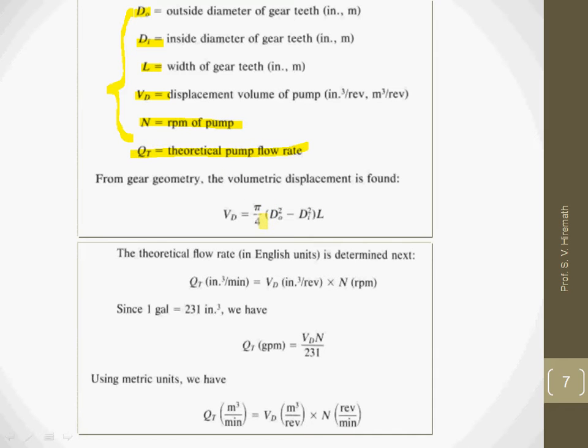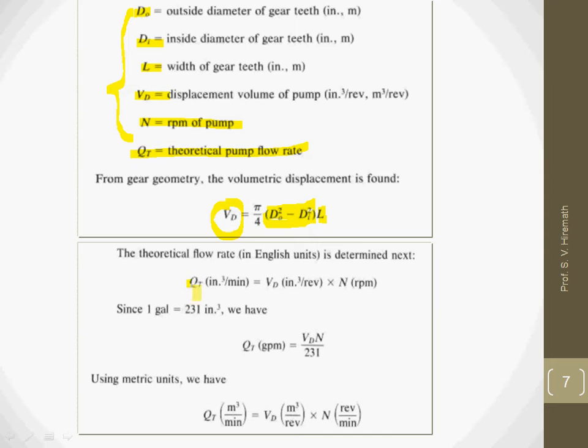So area is nothing but the difference in the outer diameter as well as the inner diameter. That means pi by 4 d naught square minus pi by 4 di square. I will take pi by 4 as a common, and I will bring these things into a bracket. This is nothing but the area multiplied by the length, that is nothing but the width of the gear teeth, which will give the volumetric displacement, right.